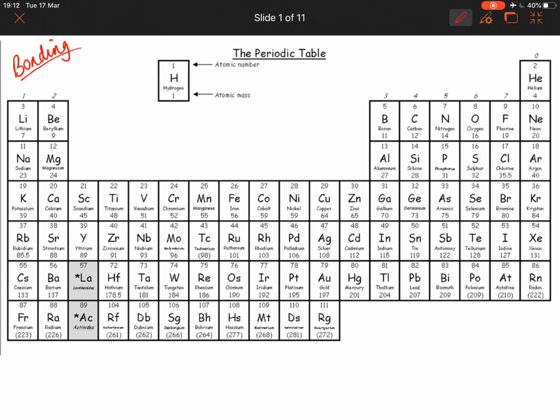And the most important thing is that you are aware of the line that goes diagonally down the periodic table, starting between boron and aluminium and going all the way down. If you can remember that, that's the first step. On the left of that line, we've got metals, except hydrogen. Hydrogen belongs over there. On the right of the line, we've got non-metals.